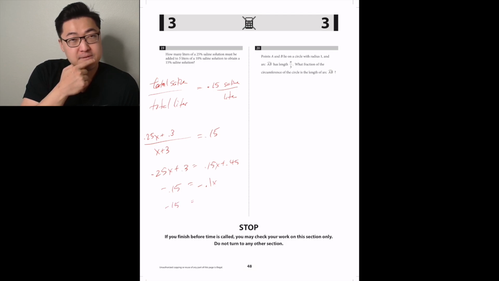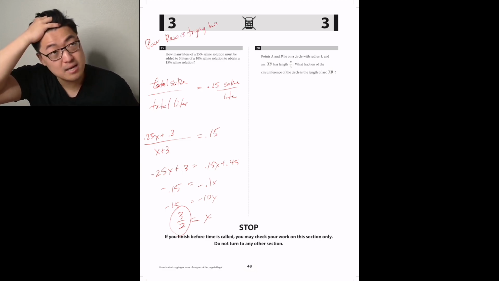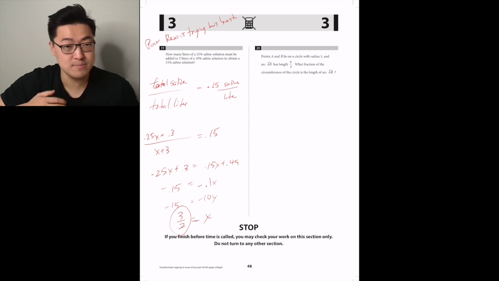Oh, maybe you'll get negative... 0.1x is equal to, there's a 0.3 here and a 0.45, negative 0.15. Negative 0.15 over 0.1. I want to say that that's going to be 15 over 10, divided by 1, or times 10 over 1. Not sure. Future me, do it.